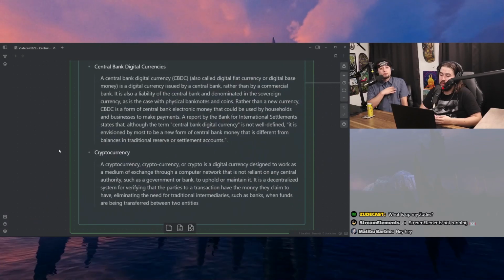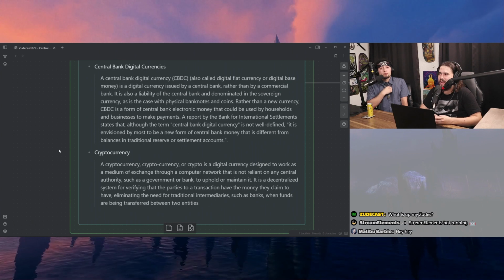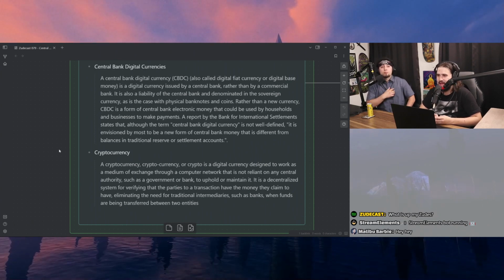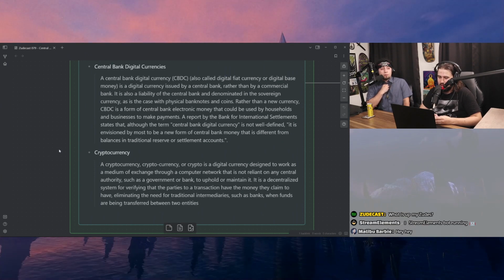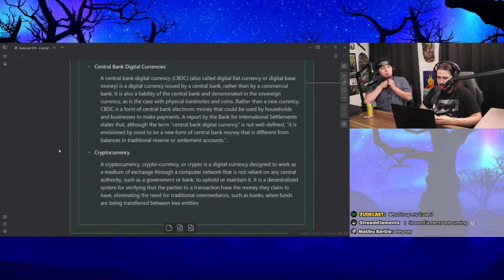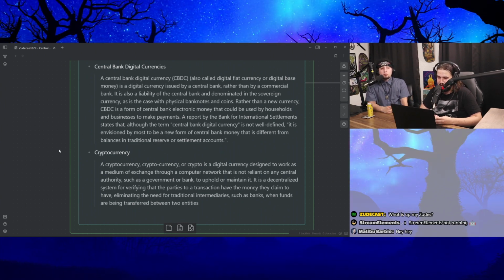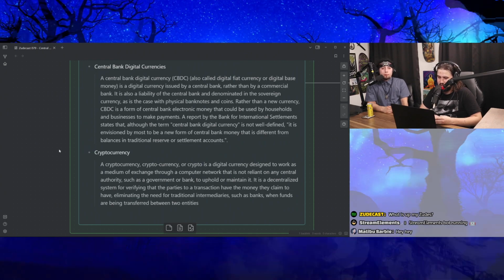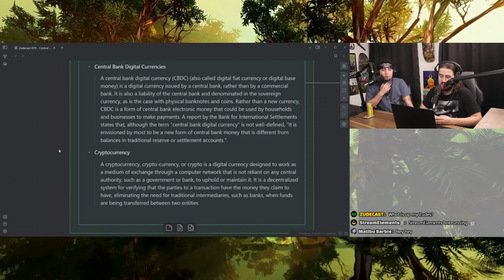Okay. So what we're moving towards now is central bank digital currencies, which are sort of like a cryptocurrency, but without any of the cool things about cryptocurrency and all of the bad stuff about fiat currency. So a central bank digital currency, also called digital fiat currency or digital base money, is a digital currency issued by a central bank rather than by a commercial bank. It's also a liability of the central bank and denominated in the sovereign currency, as is the case with physical banknotes and coins. Rather than a new currency, a CBDC is a form of central bank electronic money that can be used by households and businesses to make payments.